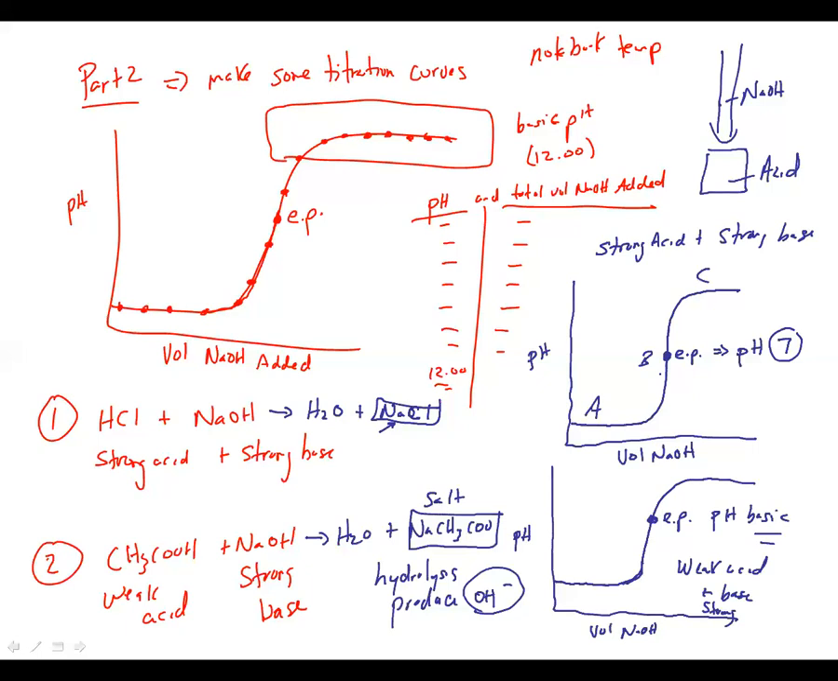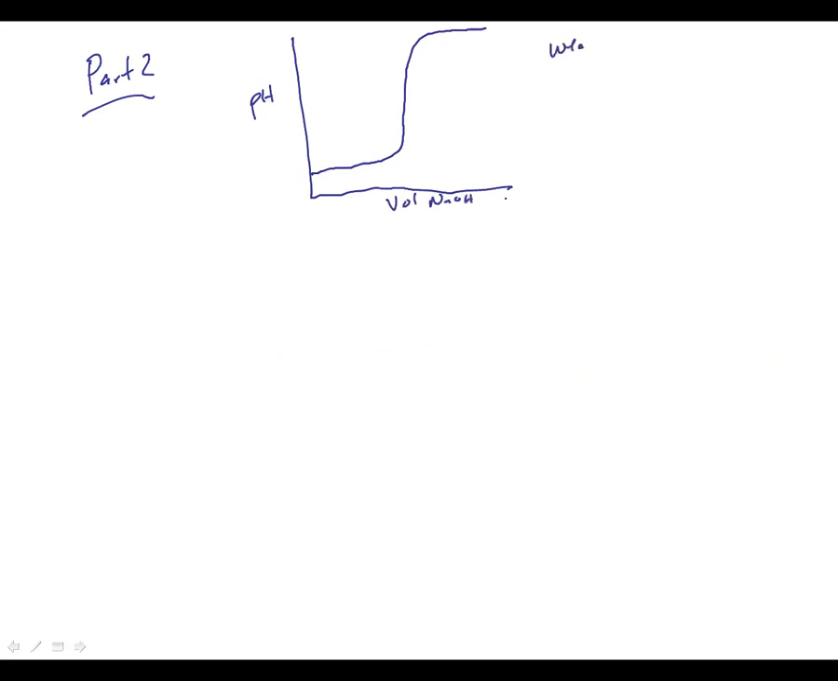In addition, we can use these titration curves to help us answer some other questions, especially, for example, for the weak acid, the acetic acid, and the sodium hydroxide titration. So, still part 2, if we focus in on the titration curve for our weak acid and our strong base.